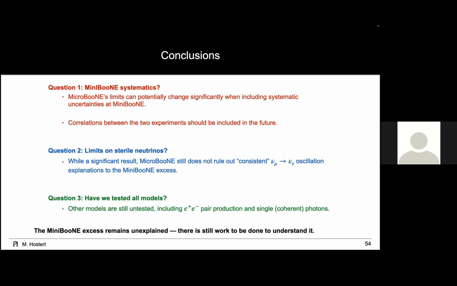Other questions? People on Zoom can write in the chat and I will see if they have questions.